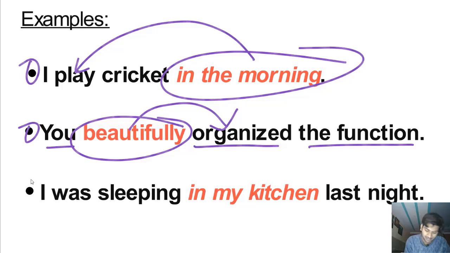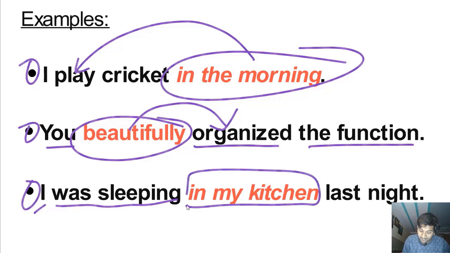All right, another example. I was sleeping in my kitchen last night. I was sleeping. This is the core meaning of the sentence. I was doing something. That's all we need. Subject, verb, sometimes an object. I was sleeping, verb phrase. Where was I doing that? In my kitchen. In my kitchen is the place of the action. So it's a prepositional phrase working as an adverb talking about the place of the action, right?